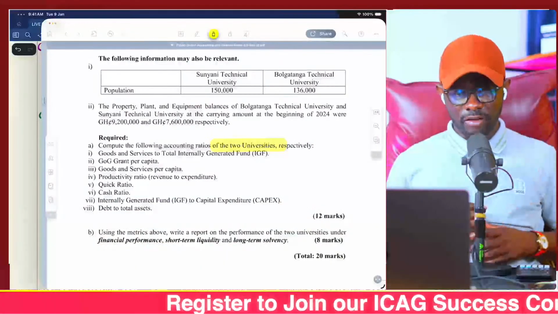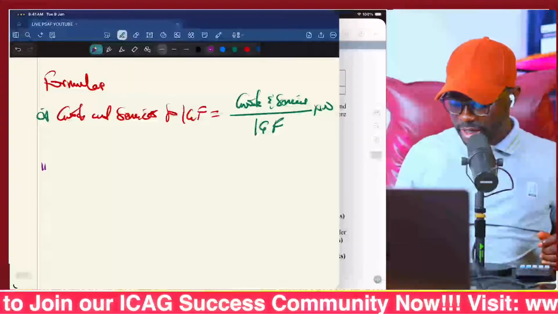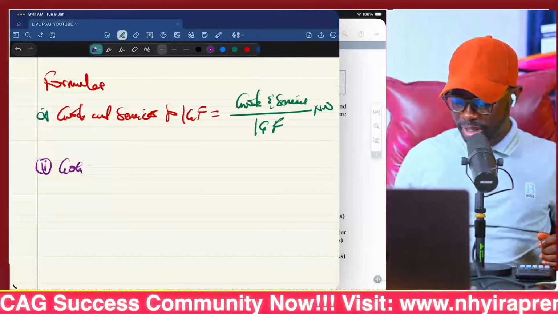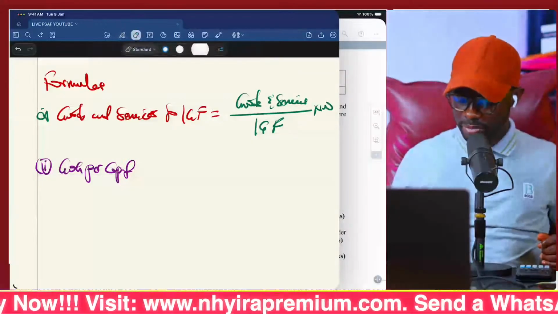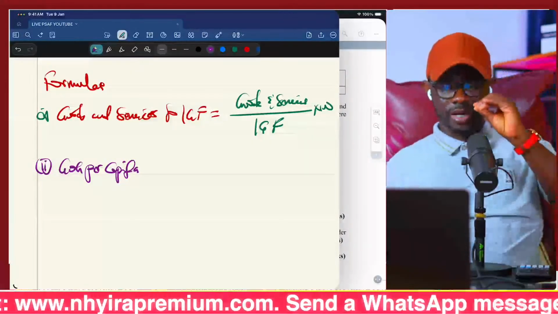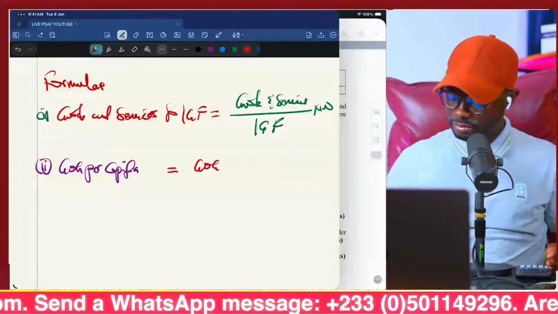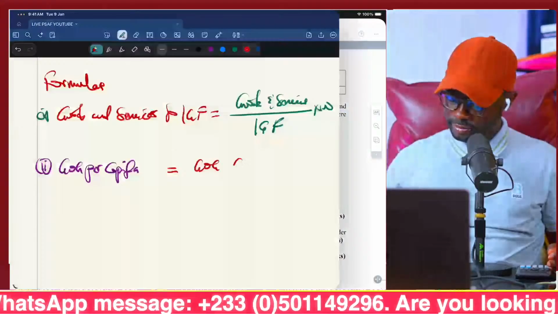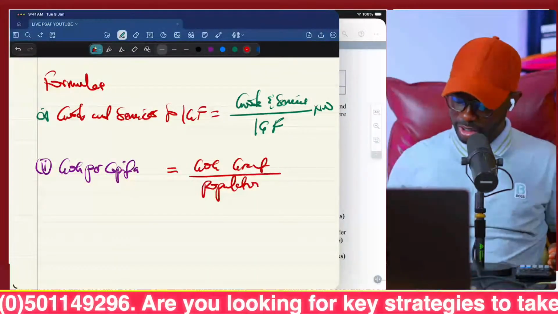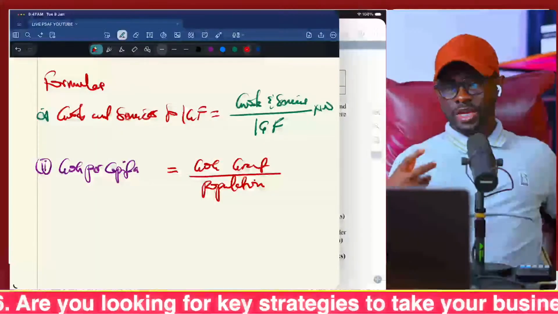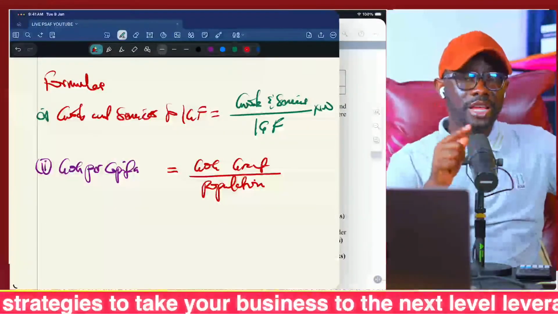The second one is Government of Ghana grant per capita. Now, anytime you hear anything per capita, it means per head. So this is going to be the GOG grant divided by the population of students in each school. So this is looking at the government subventions they are receiving per student head.